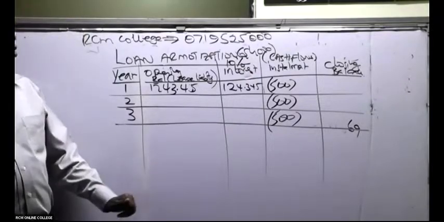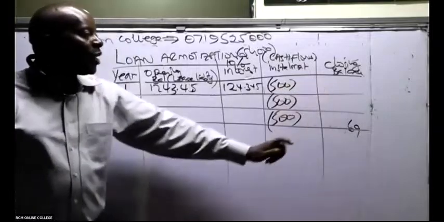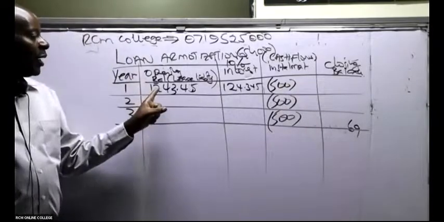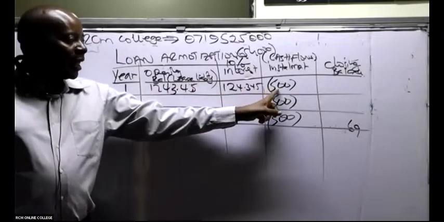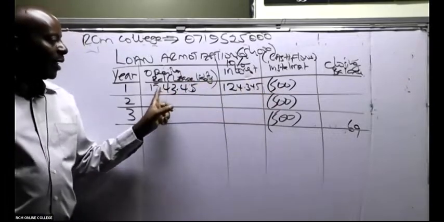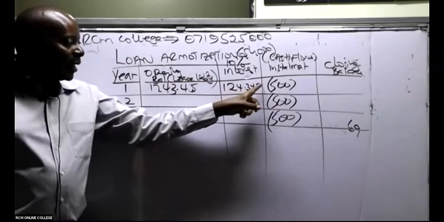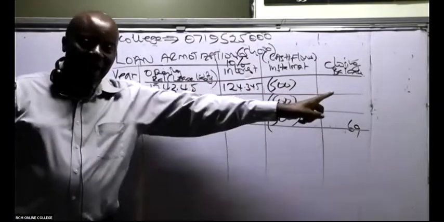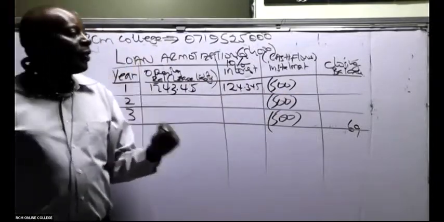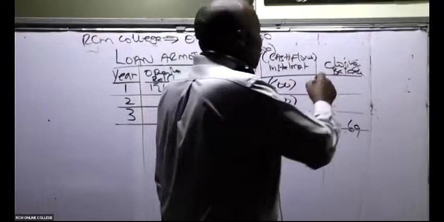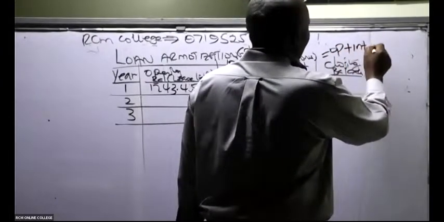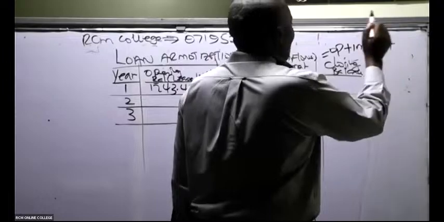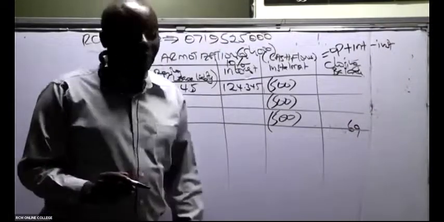So I would want somebody here to give me the closing balance. How do we get the closing balance? We take opening balance plus the interest minus the cash flow, that 500. Closing balance will always be opening plus interest minus installment.